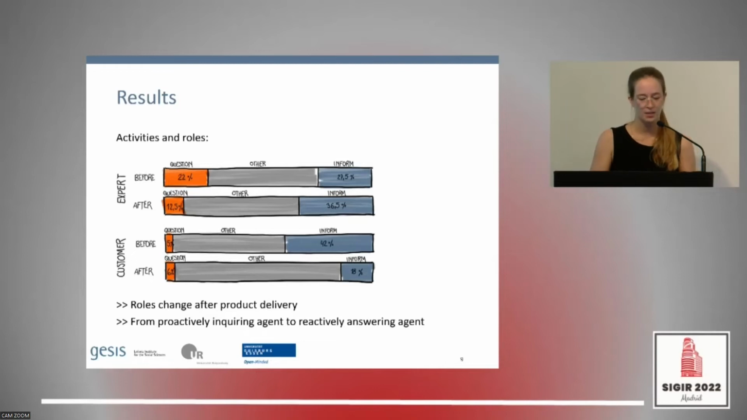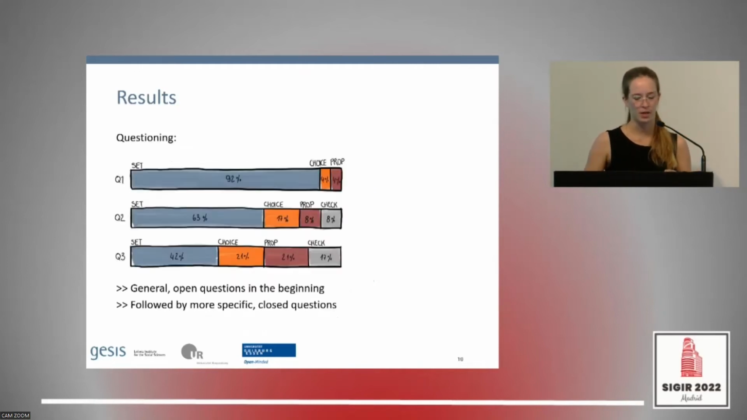We have a proactive expert in the beginning and an informing agent after sending the link. We also took a closer look into the first part of the conversation where experts asked the questions because we wanted to know how do the experts elicit information needs of the customer. So here we look at the first 3 questions asked in the conversations.